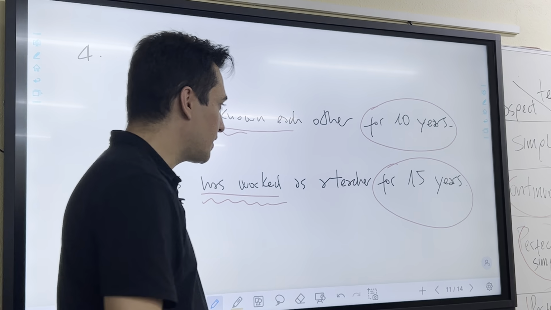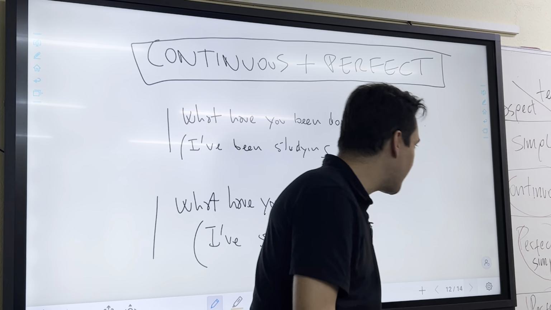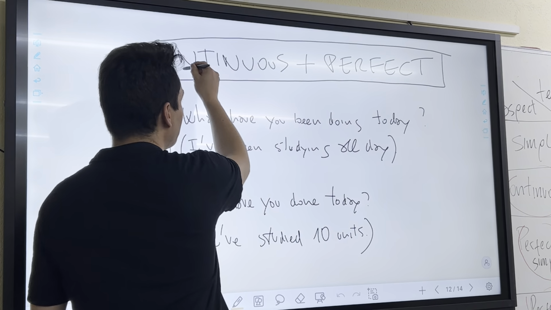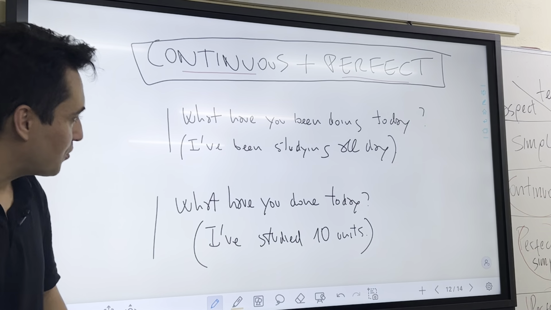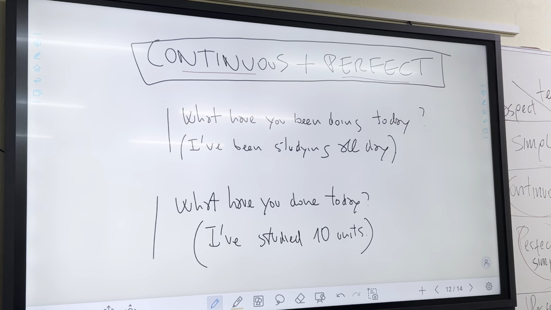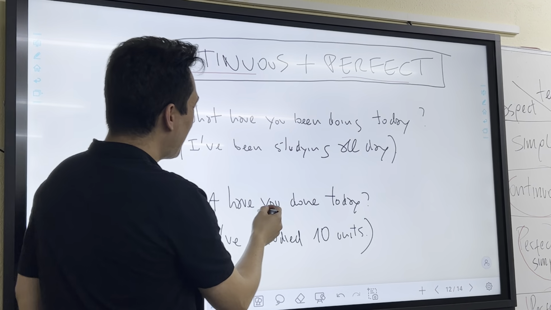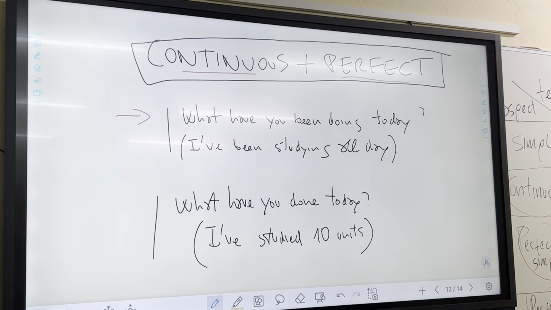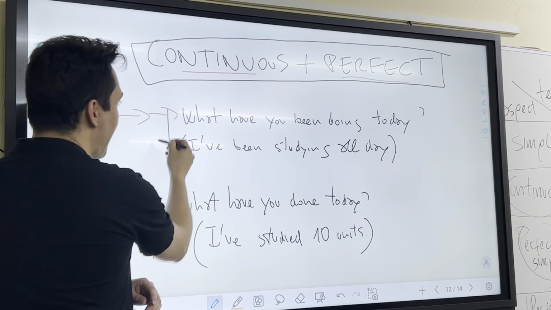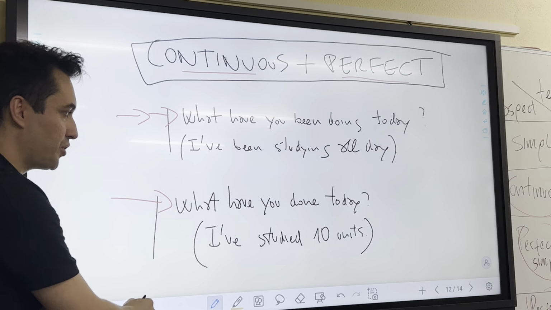And now to finish the explanation, the combination of continuous and perfect. Only 2 slides to go. Have a look at this question. What have you been doing today? What have you done today?